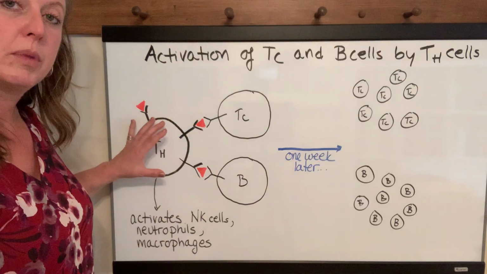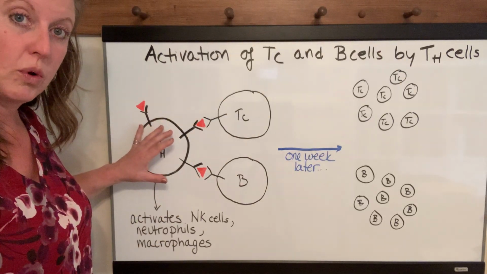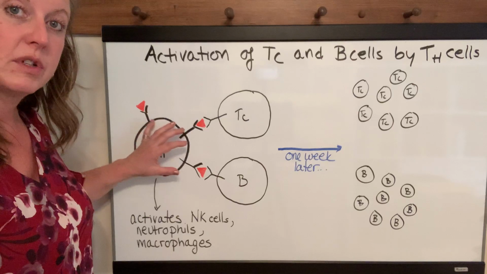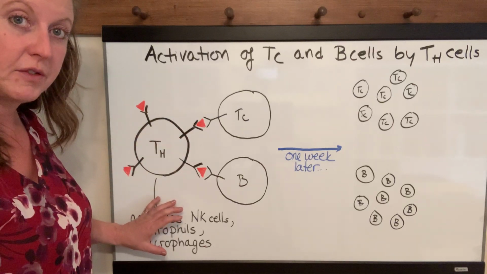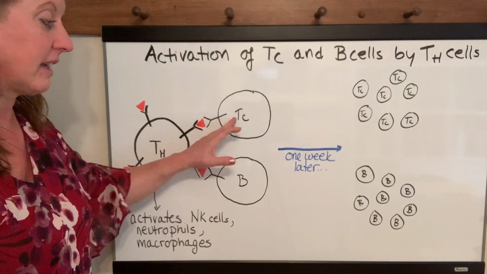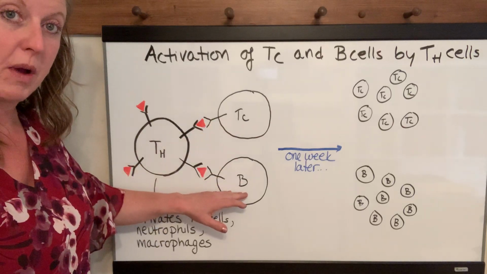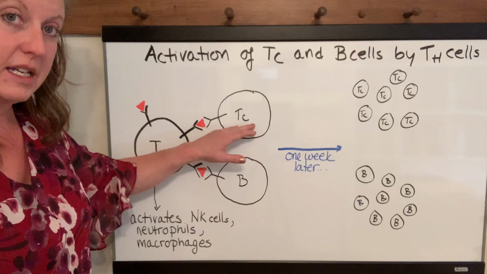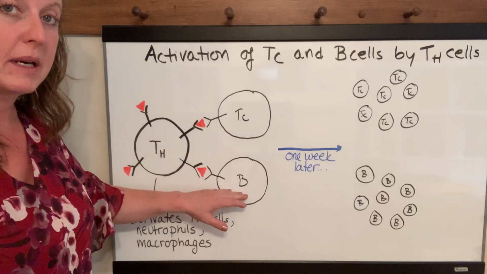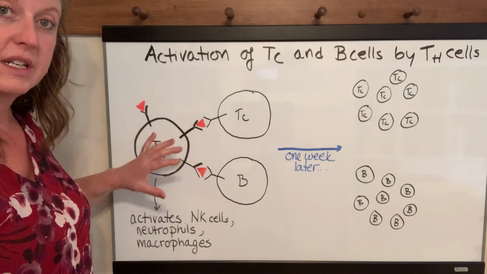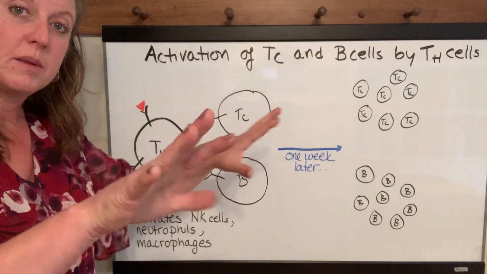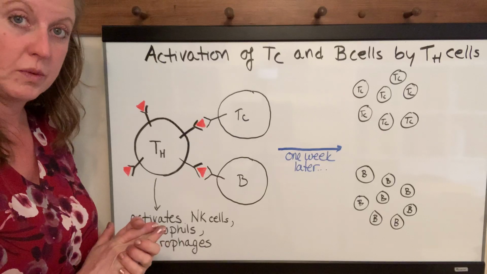So helper T cells play a very important coordination role. When they are activated in response to a specific pathogen, they strengthen the nonspecific immune response and activate the specific immune response. Cytotoxic T cells and B cells cannot become activated without the helper T cell. So the helper T cell is essential for stimulating all branches of the immune system.